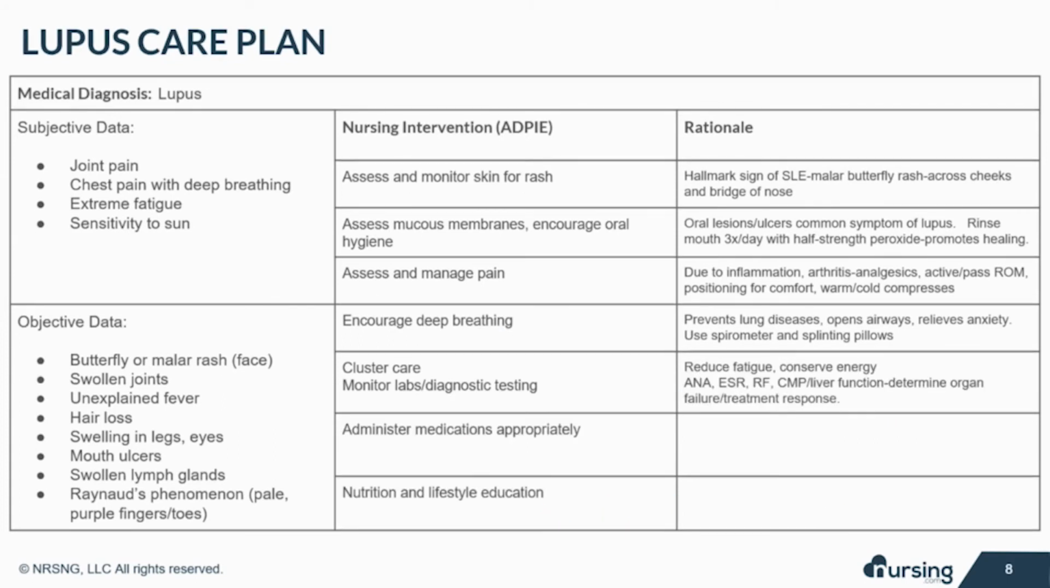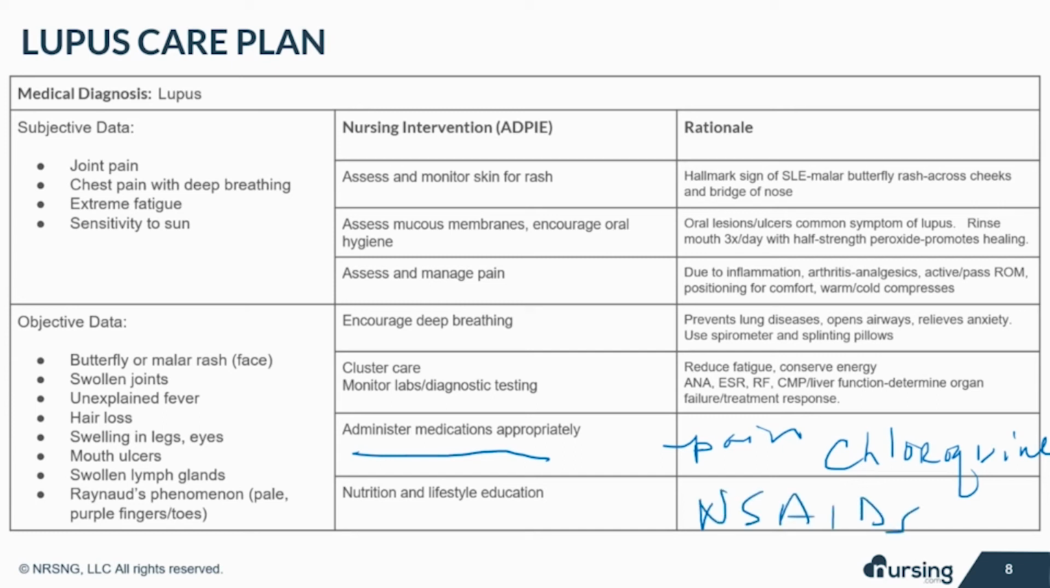Okay, so when considering the treatment of lupus, medications are often given to suppress the immune system, treat existing inflammation, and manage symptoms such as pain. Common medications include antimalarials like chloroquine, corticosteroids like prednisone, NSAIDs, immunosuppressants, and opioids. Monitor for GI discomfort or irritation when giving medications, especially constipation with opioids.